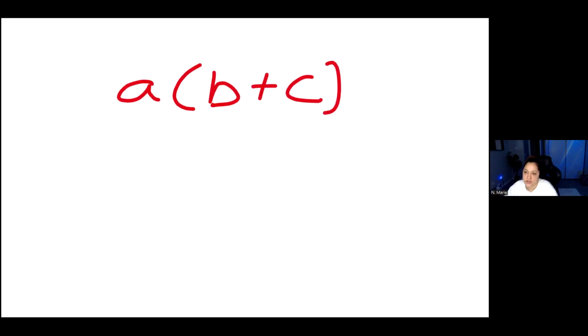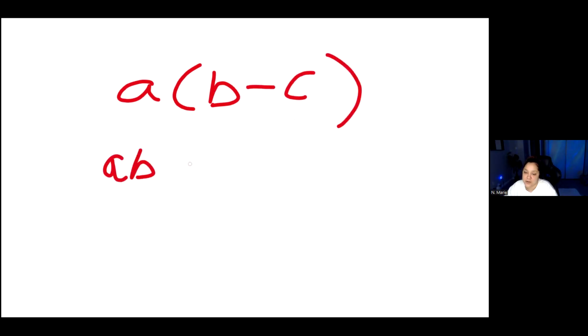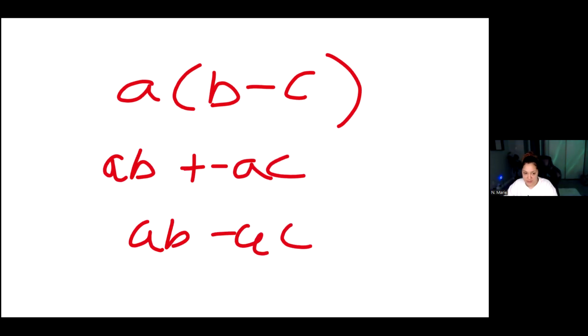So distributive property, you want to be careful when doing this because you might have some integers. So let's say this is a negative c. So this is a times b and a times negative c, which is plus a negative ac, which is just ab minus ac. And that might be a little confusing. A lot of times students get the integers messed up, but the more you practice, the better you'll get.